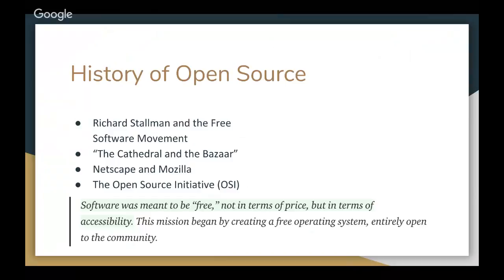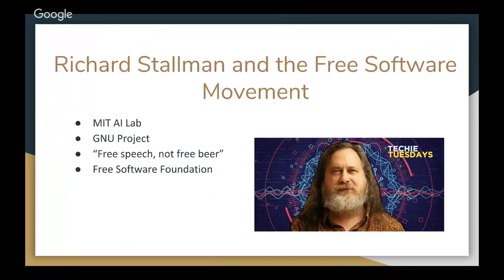So the history of open source, talk about Richard Stallman, the Cathedral and the Bazaar, which is an essay, Netscape, and OSI. And then on the screen is a quote from Richard Stallman. So who was Richard Stallman? He started working in an MIT artificial intelligence lab in 1971.